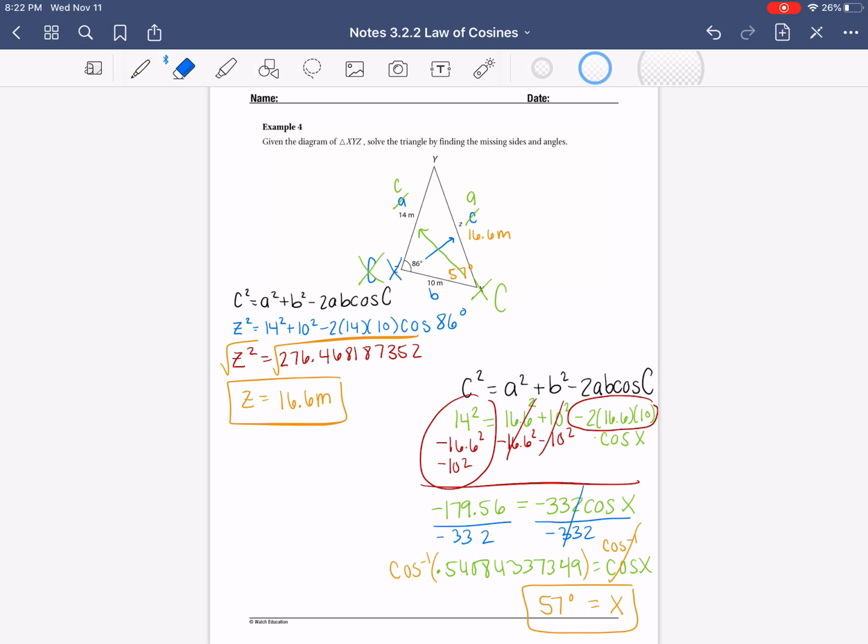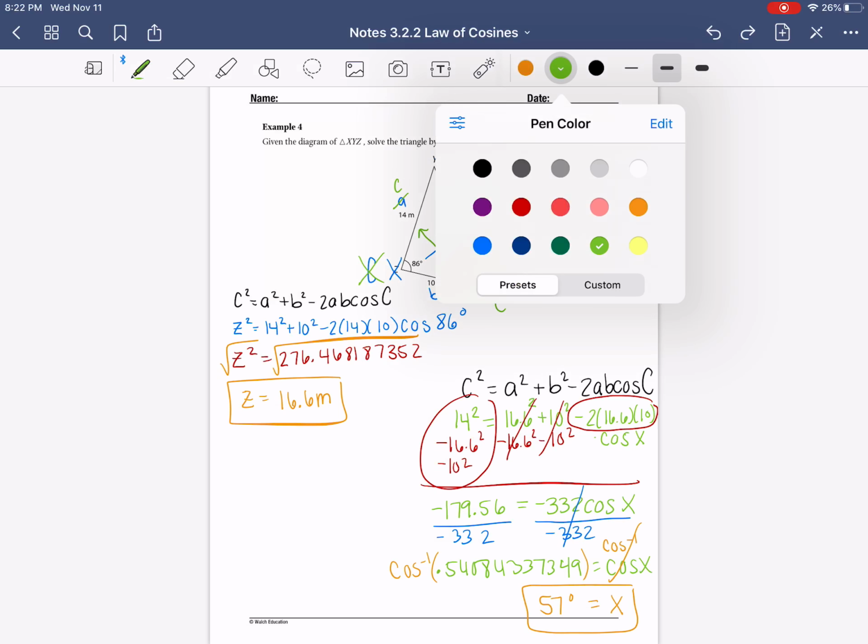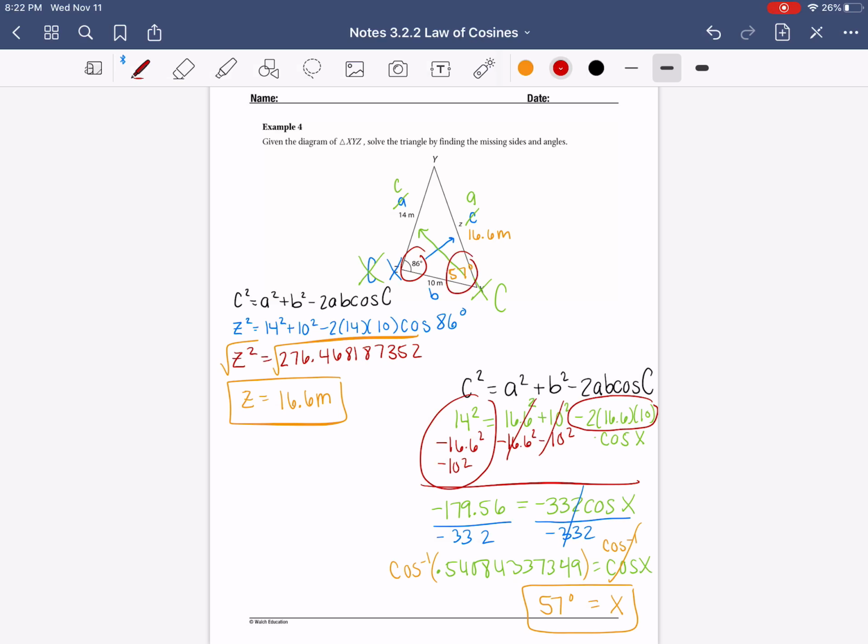All right, now we still have all three sides, right? But we only have 2 of the 3 angles. So we have one more angle to find. So we don't want to have to do the law of cosines again. We don't want to have to do all of this work. So instead, we're going to use the fact that the 3 angles of a triangle add up to 180 degrees. So 86 plus 57 plus angle y equals 180. We're just going to go ahead and solve it that way.